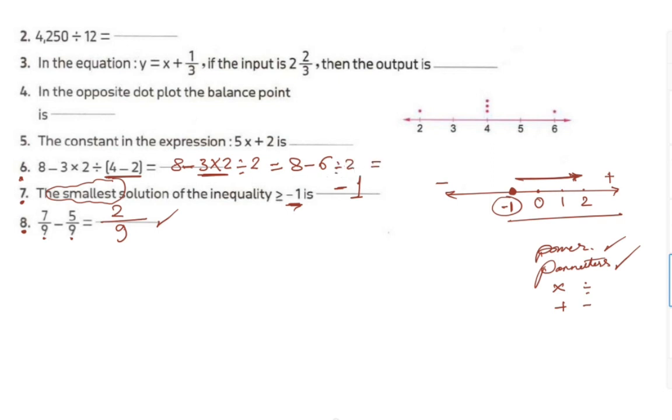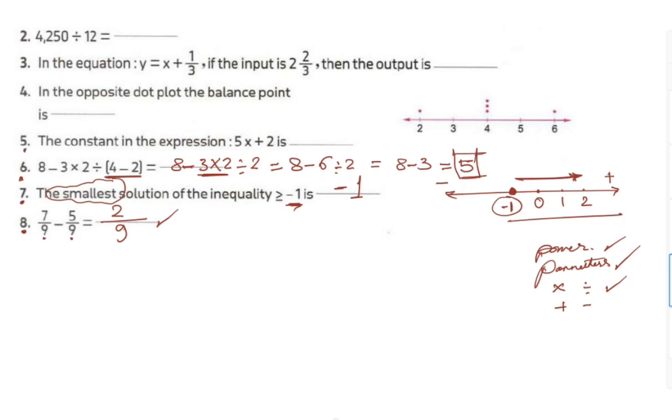Now I have two operations, minus and divide. Start with what? With the division. So 8 minus 6 divided by 2. 6 divided by 2 equals 3. Okay, 8 minus 3 equals 5. So you have the final result. That's equal 5.